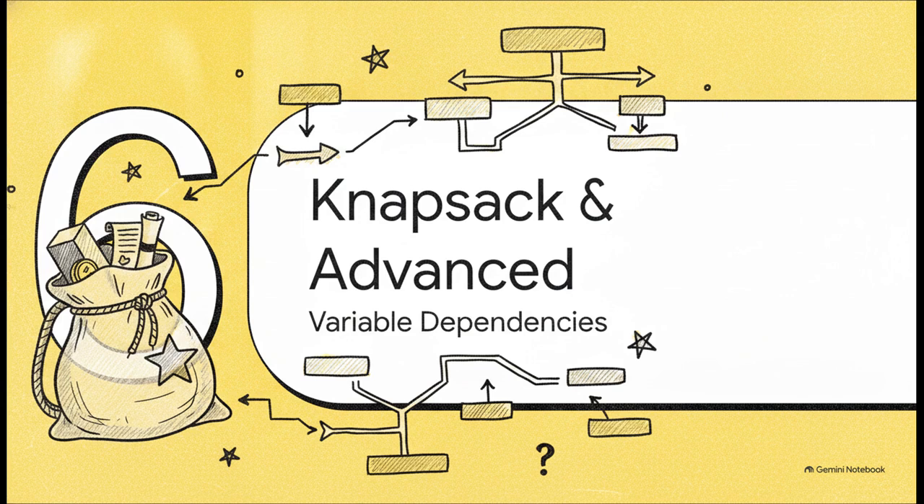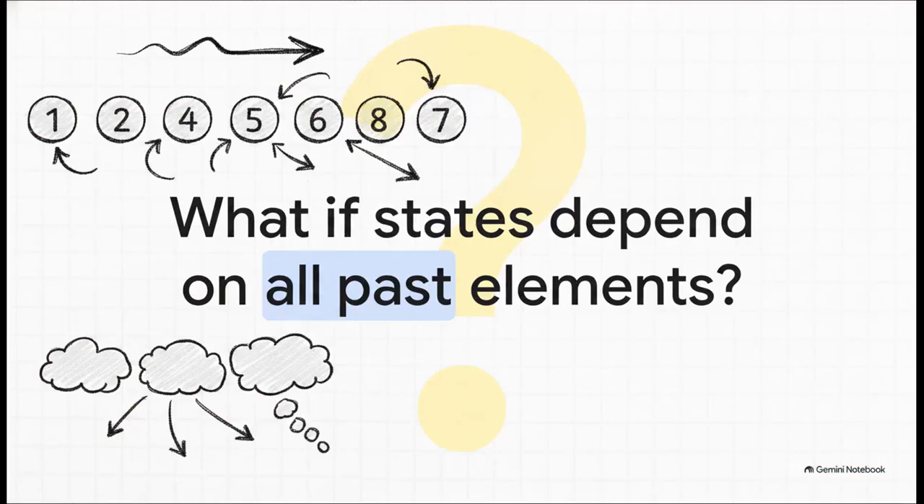Finally, branch 6, knapsack and advanced patterns. Let's explore the deepest branches of our mind map, focusing on variable dependencies. Up to this point, our transitions have been constant, but ask yourself this: how do we compute a state when it depends on all previous elements, not just its immediate neighbors?